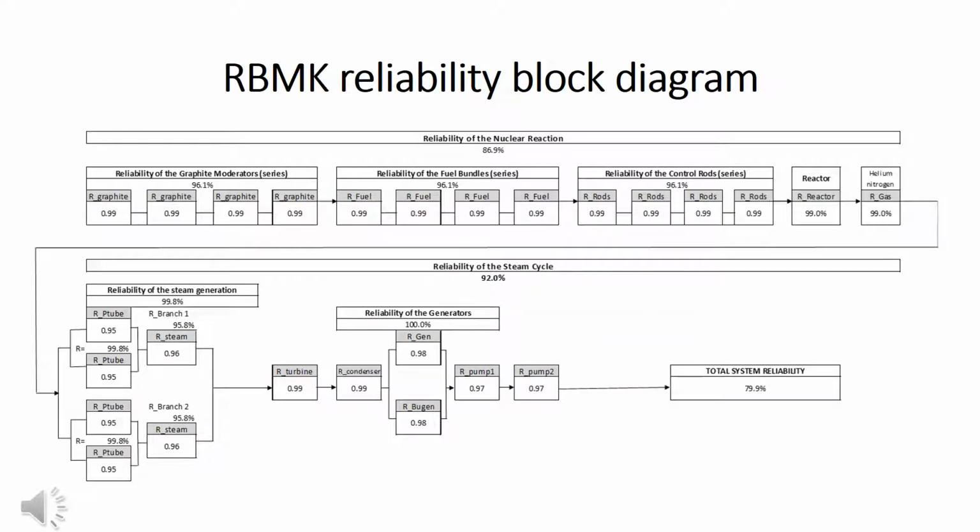Depicted is the RBMK reliability block diagram. The nuclear reactor is composed of two large functional areas, the nuclear reaction and the steam cycle. Both cycles must occur for the system to successfully function, and therefore both functions are in series and relying on each other to successfully perform the overall system goal.